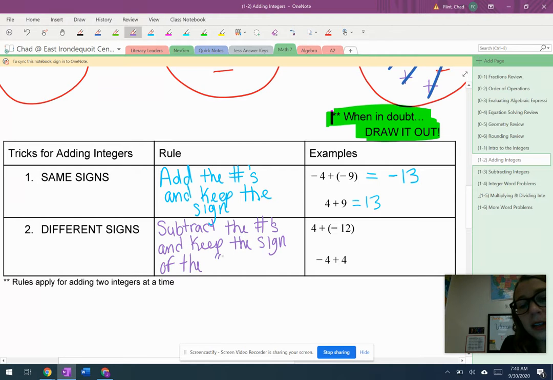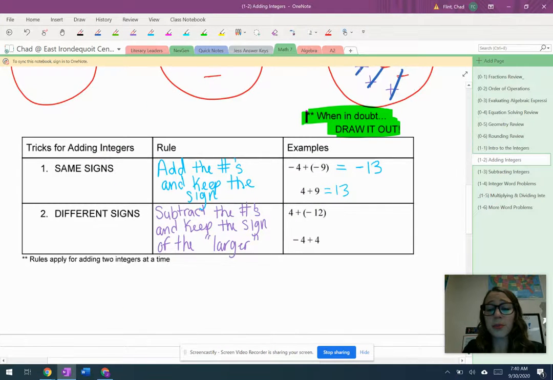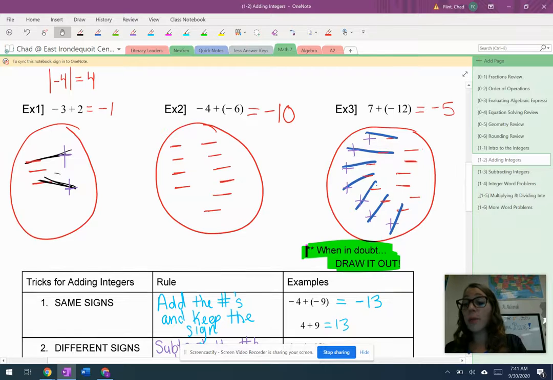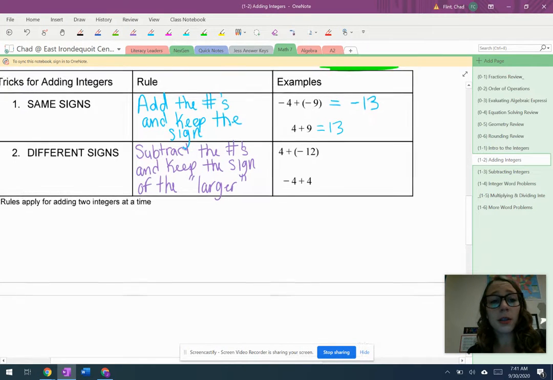of the larger. And the reason I have larger in parentheses there is because a negative number can't be greater than a positive number, but we can have a larger amount of negatives than we can a positive. So when I say larger like that, I mean there's more negatives than positives if we're thinking about our little bubble situations. So let's look at this example right here, and then we'll call it a day.